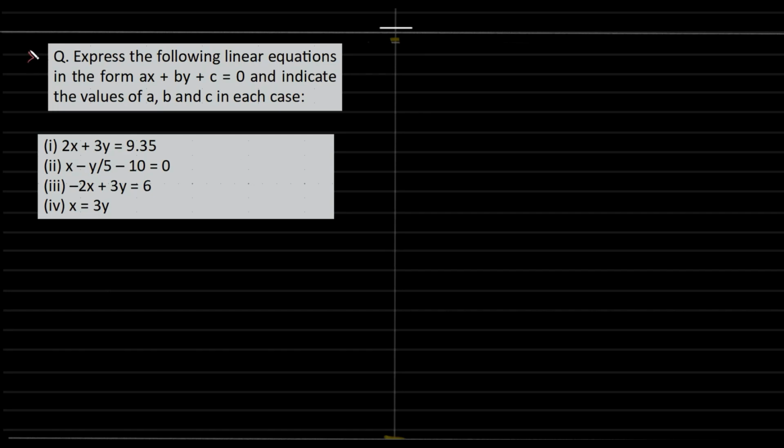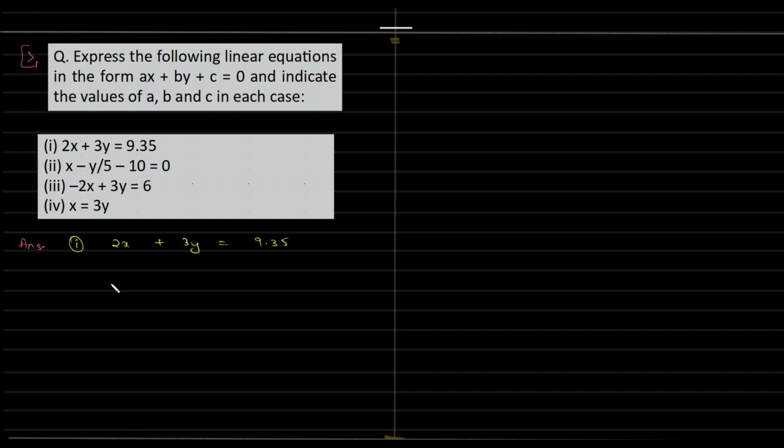Express the following linear equation in the form of ax plus by plus c is equal to 0 and indicate the values of a, b and c in each case. So I'll show you one of it and you guys can try the remaining. So first thing first, we have 2x plus 3y is equal to 9.35.